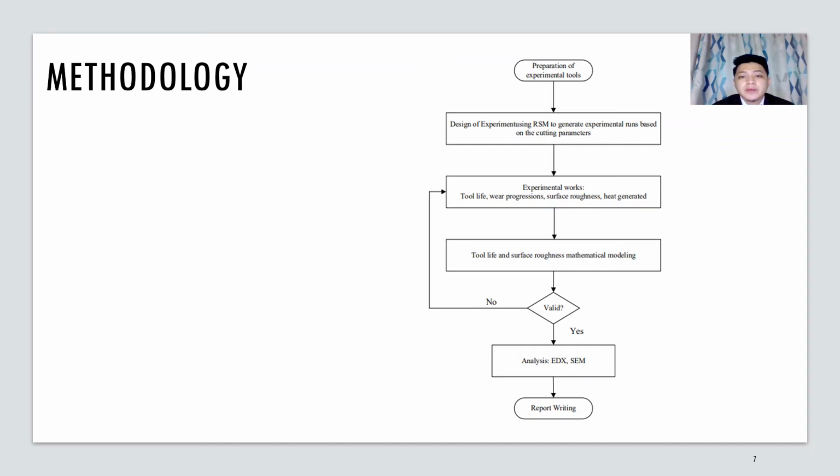For the methodology part, first of all, the preparation of experimental tools, which is to get the supply of the workpiece and the insert. Next, to design the experiment using RSM to generate experimental runs based on the cutting parameters given. Next, the experimental work will look at the tool life, wear progression, surface roughness, and heat generated.